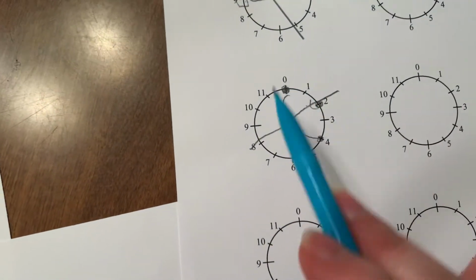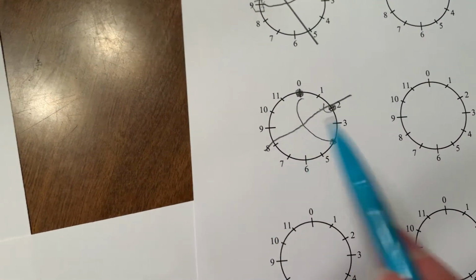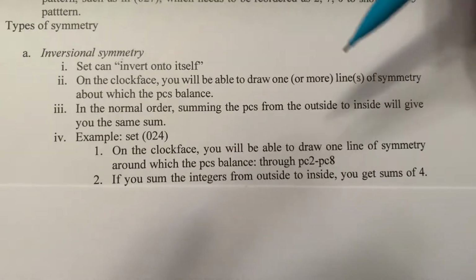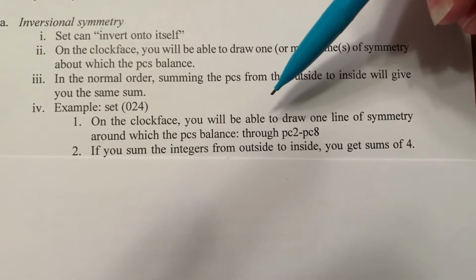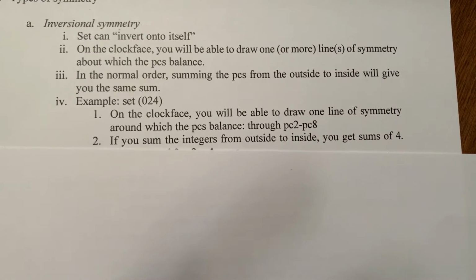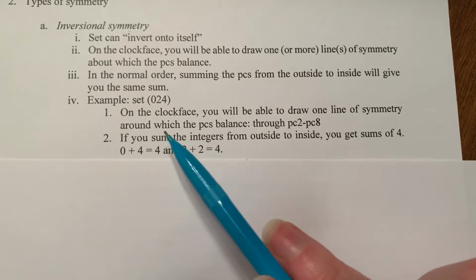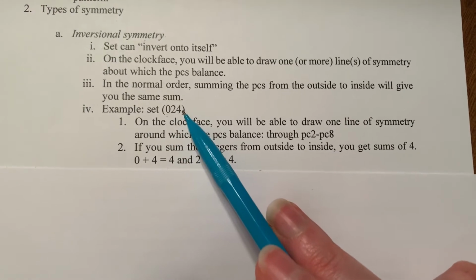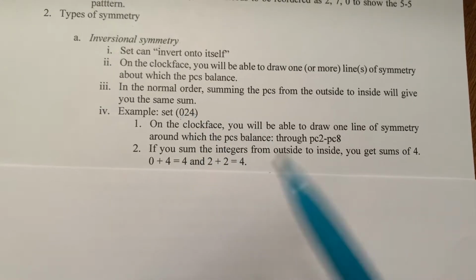So that would be an indication of inversional symmetry, that I can draw some sort of line of symmetry, or the axis. So that was through pitch class 8 and pitch class 10. So we're familiar with that with Bartók. And then same thing, if I sum from the outside in, I get 4s. 0 and 4 sum to 4, 2 and 2 sum to 4.